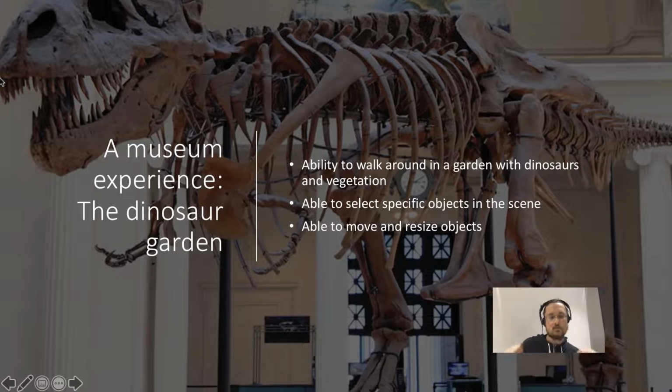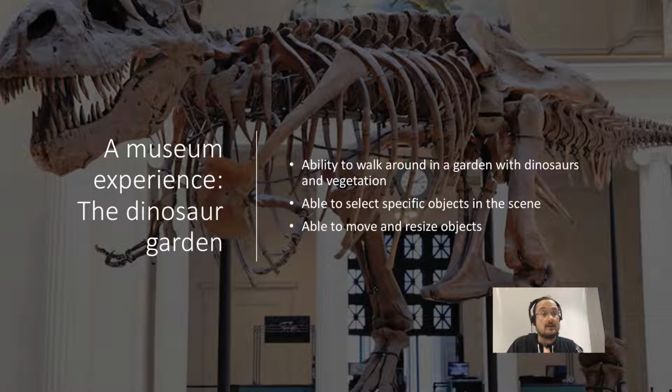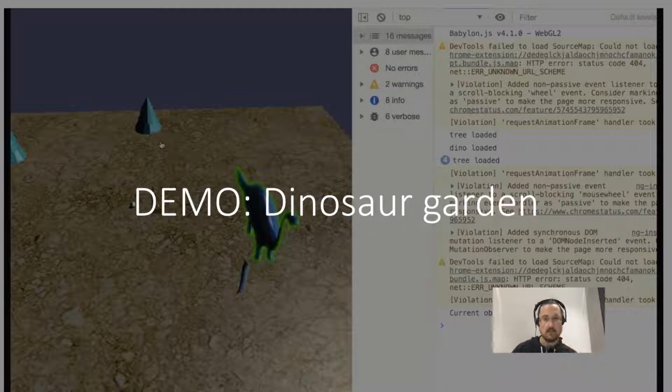And yeah, now we're coming to the museum experience using BabylonJS. Now I wanted to build this demo to have some kind of project that I could play around with and eventually show that to a museum. What I imagine the features that this thing would have is, I wanted to walk around in a garden with dinosaurs and the vegetation, and I also wanted to interact with different objects in a scene, such as moving them around, maybe resizing them and so on. And of course, I built this app for you all to see, and that's up next.